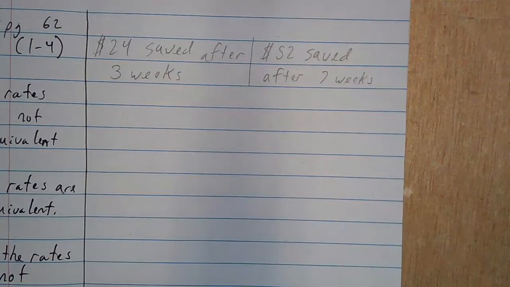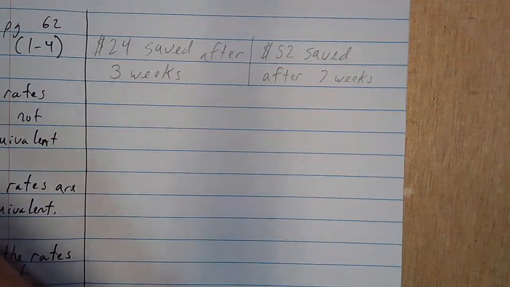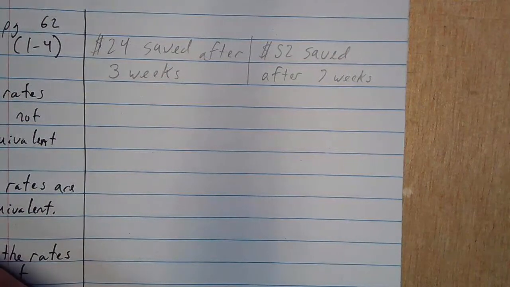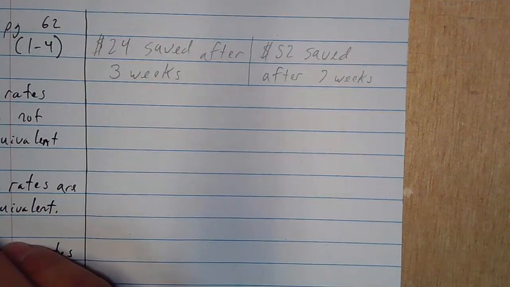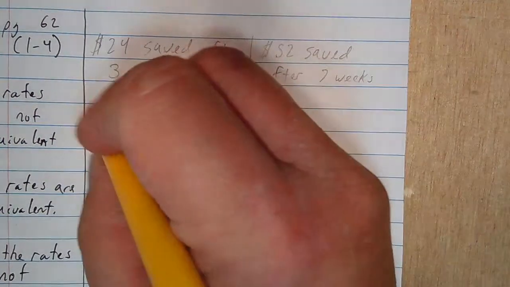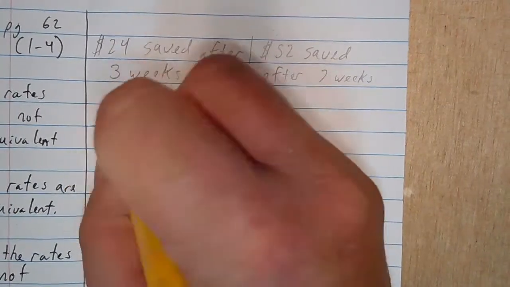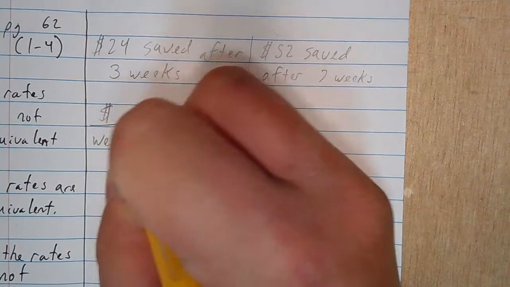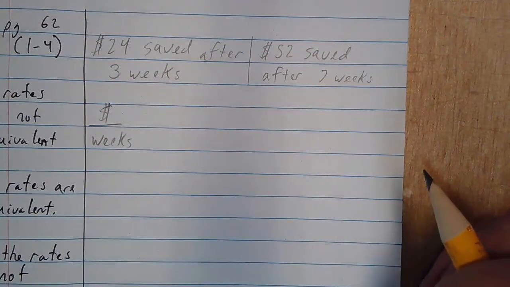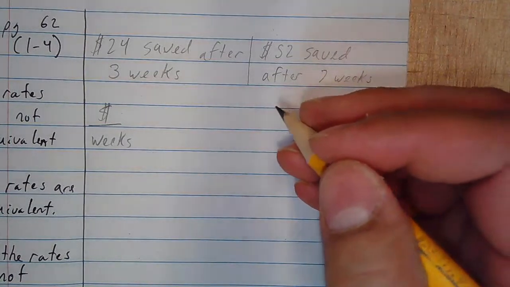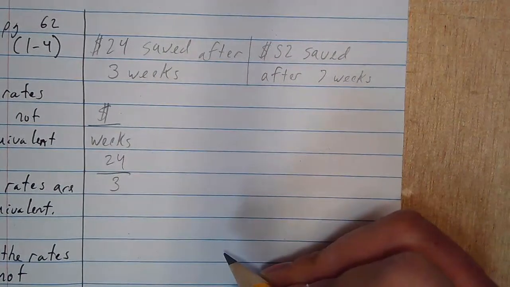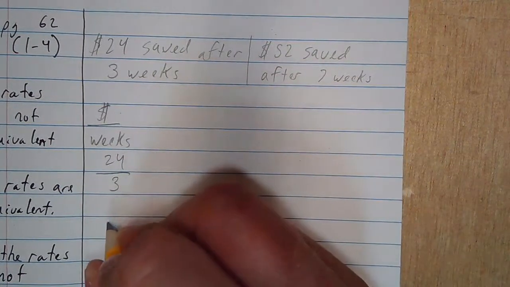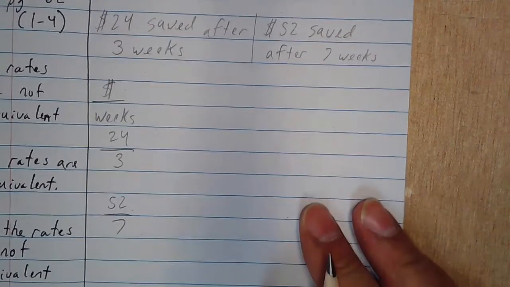Alright. If you've been with me for a while, you know, always write the words first. Forget the math, forget the numbers, write the words. We're talking about a relationship. So in both of these examples, what's the relationship? What are we talking about? We're talking about money saved over weeks. So it's money to weeks. Okay? We have two ratios. 24 to 3. Right? And we have 52 to 7.